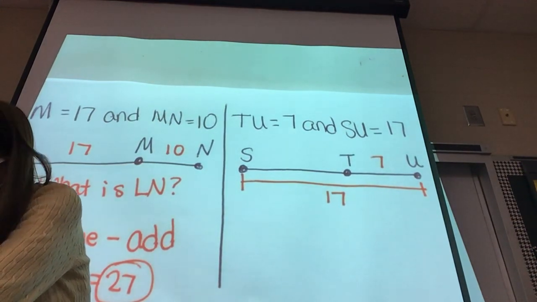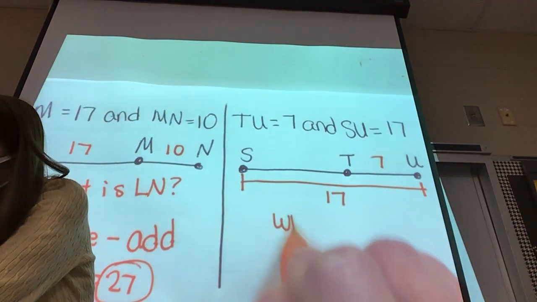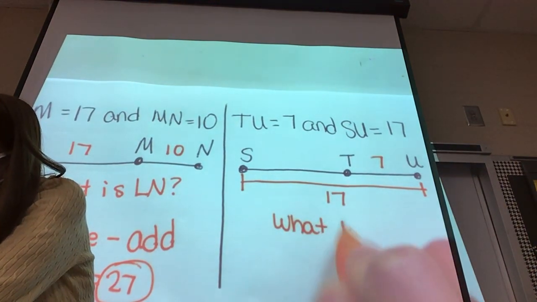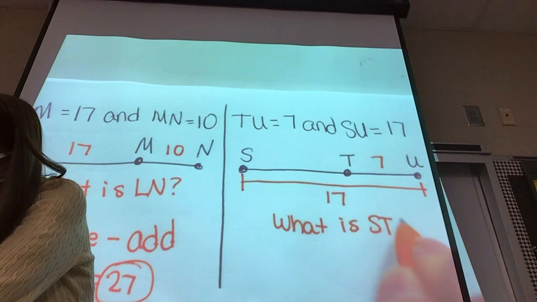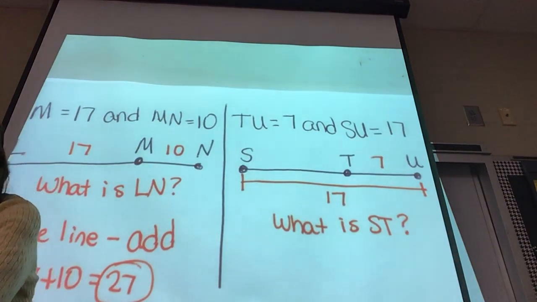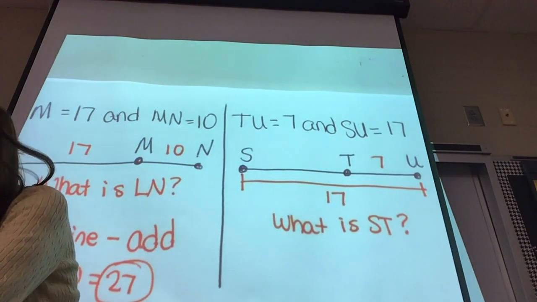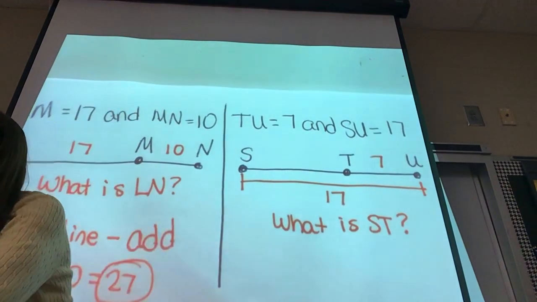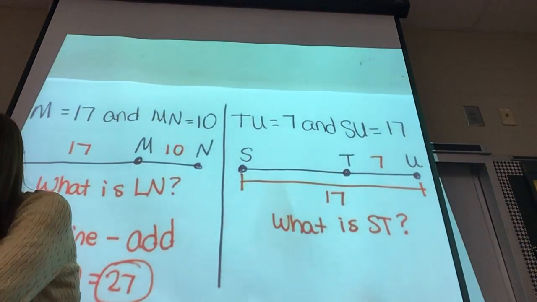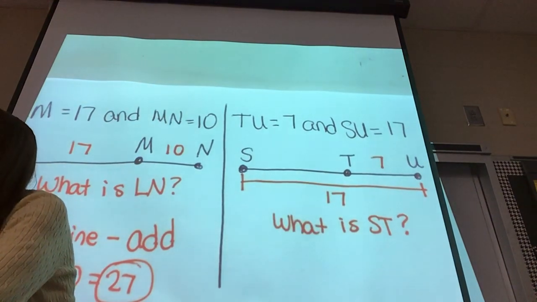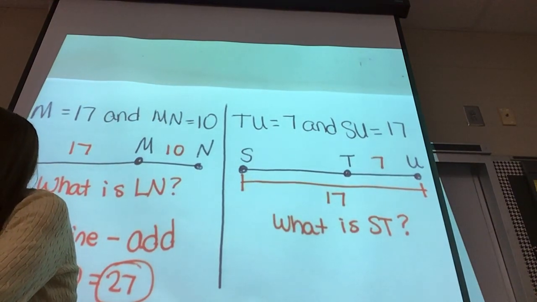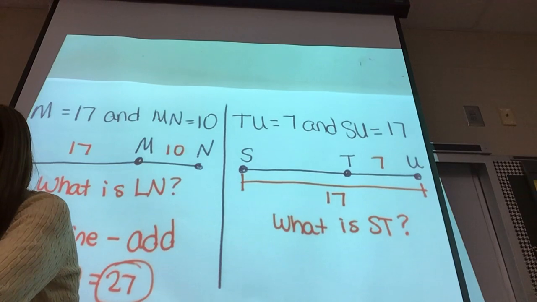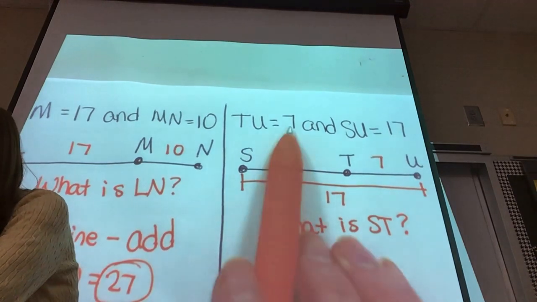What am I looking for this time? S2. What is ST? So now this time I'm not looking for the whole line like I was on the first problem. I'm looking for a missing piece. That 7 right there is TU. Is that a 7 right there? Yes, that is a 7 right here.